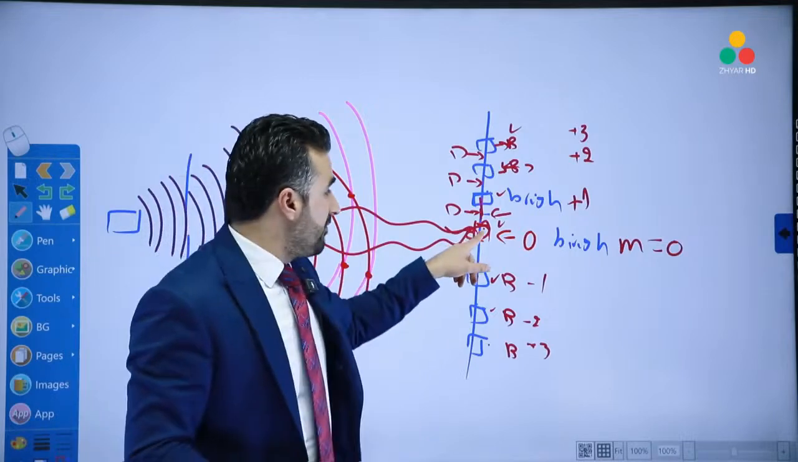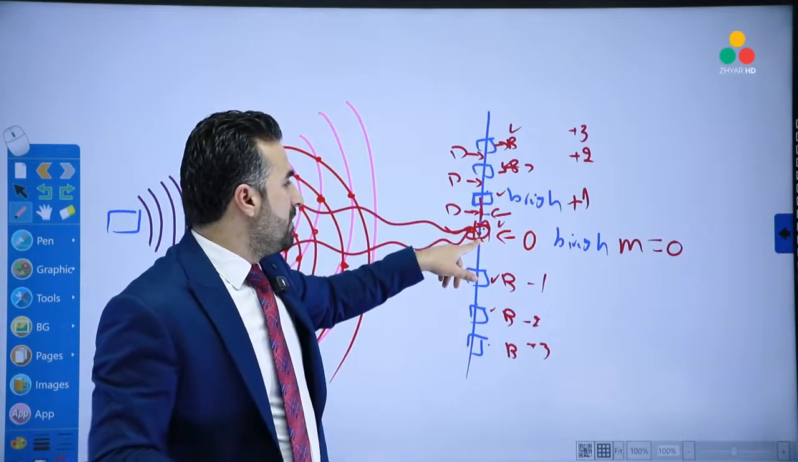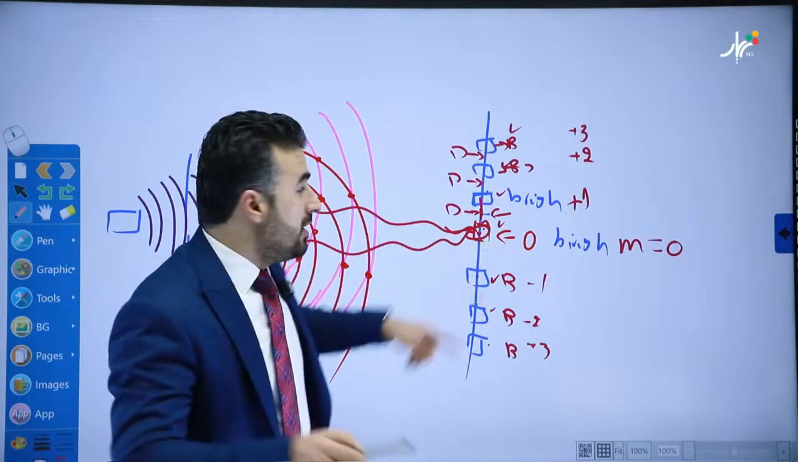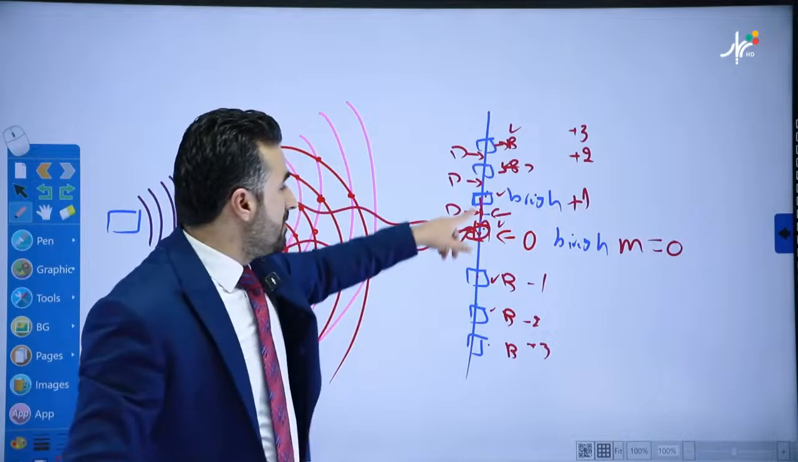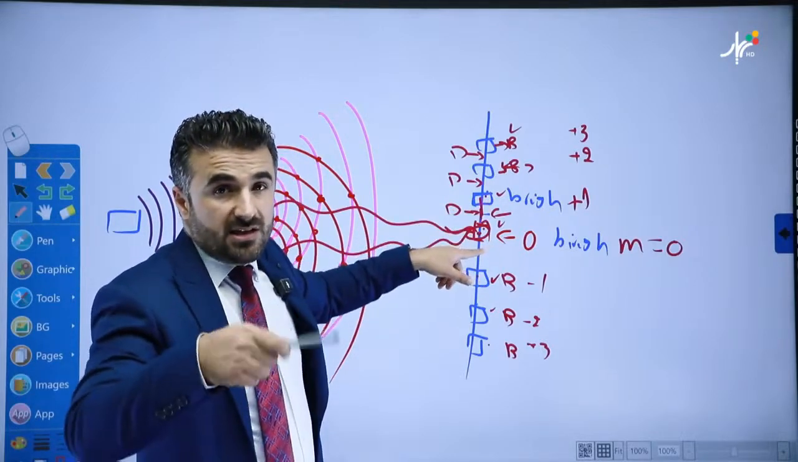Or you can say the phase difference between the two waves, once they reach the central maxima, is 0. What about this one here? The phase difference is, of course, 0, but one of the waves has traveled one extra wavelength, or you can say 2 pi.